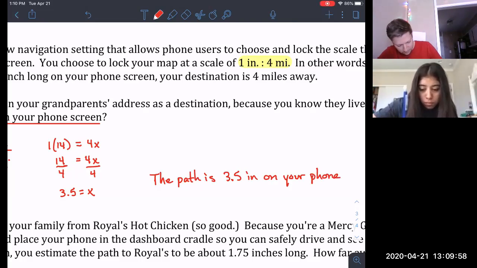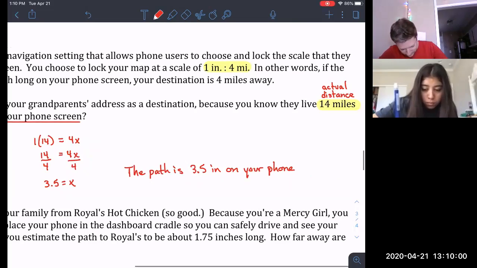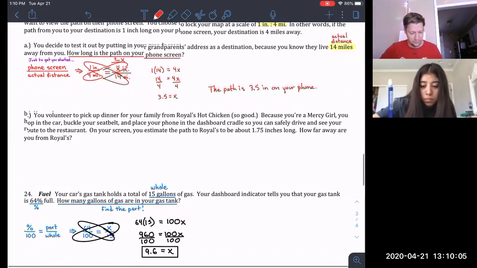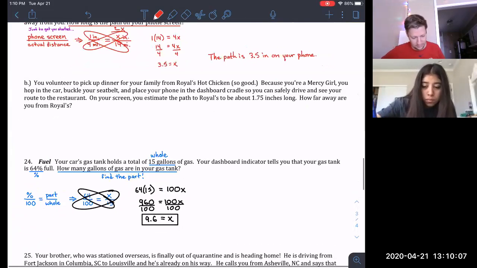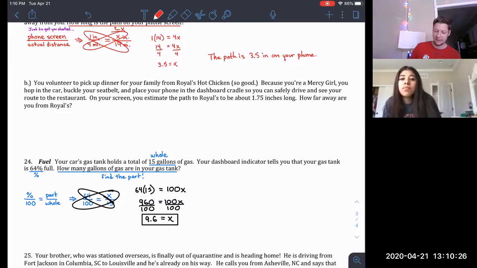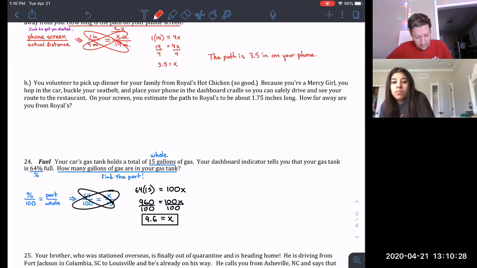Okay, so in part B, I flipped the script on you. And now you are driving. You're out volunteering to pick up dinner for your family. Because you're a mercy girl, you hop in the car, buckle your seatbelt, and place the phone in the dashboard cradle so you can safely drive and see your ride to the restaurant. Obviously, we're all going to do that. Felt it necessary to put that in there. On your screen, you estimate the path to Royals to be about 1.75 inches long. How far away are you?